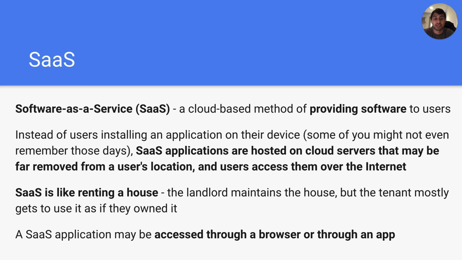But SaaS is like renting a fully furnished house. It's already completely livable, has all the amenities and functionality that you'd want. You simply just have to move in and pay rent. The landlord, the cloud vendor, maintains the house and all of its amenities, but the tenant, the user, just pays rent and then gets to use it as if they own it. A SaaS application may be accessed through a browser or an app.